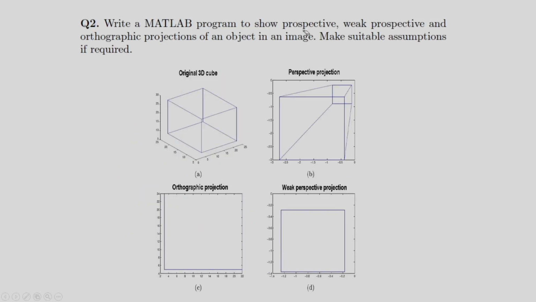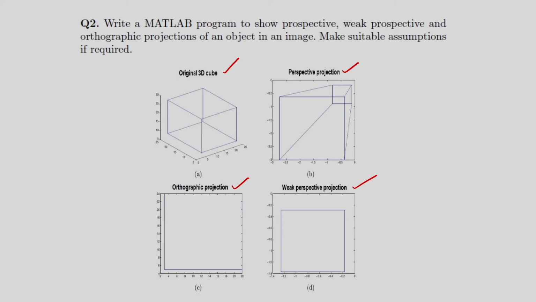The second problem is: write a MATLAB program to show perspective, weak perspective and orthographic projections of an object in an image, and for this make suitable assumptions if required. I am showing the original 3D cube, and you can see the output corresponding to perspective projection. The first one is the perspective projection, the next one is the orthographic projection, and the last one is the weak perspective projection. In case of the perspective projection, as I have already explained, distant objects appear smaller.